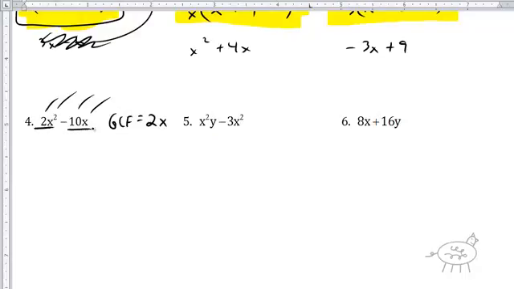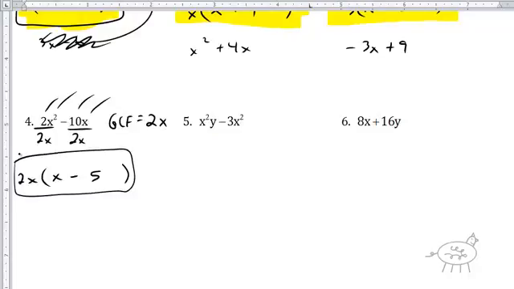That means I divide each of these by 2x. And I get 2x, and then in parentheses, 2x squared divided by 2x is just x. And minus 10 divided by 2 is 5. So it's minus 5, and the x's cancel. So that is my answer, math fans. 2x times x minus 5.